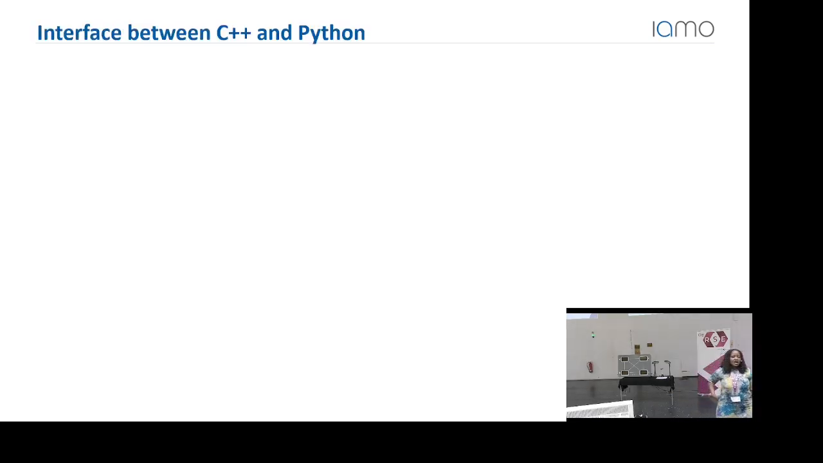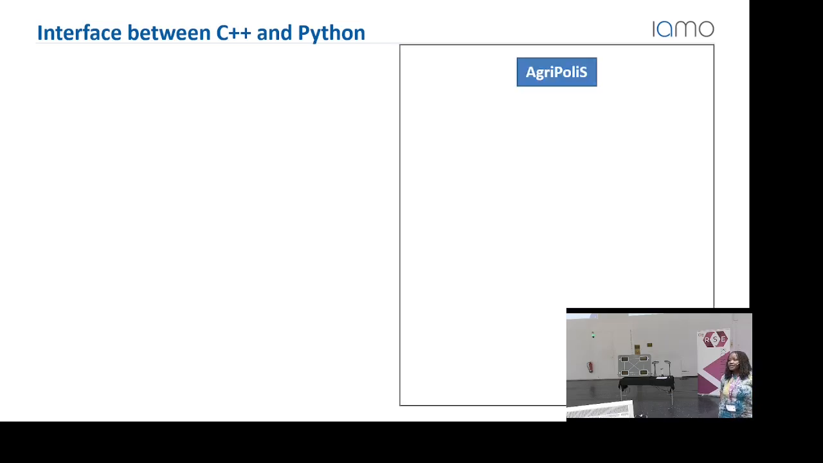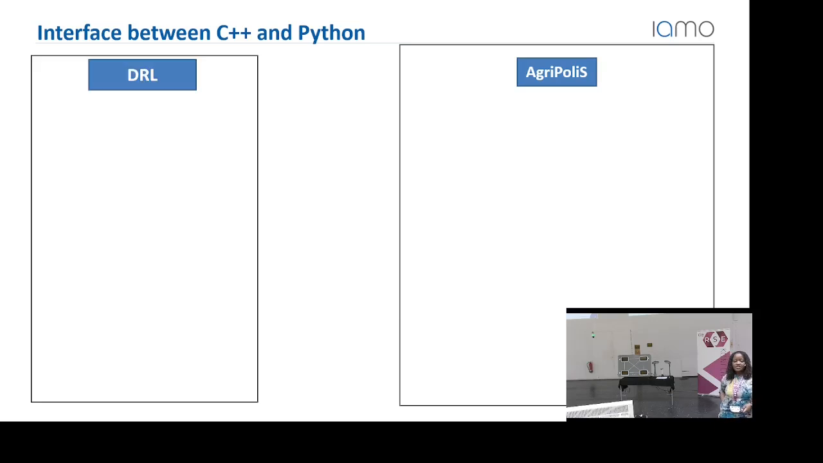Now, to design the experiment, we had to set up 2 different simulation environments, because some farms are using AgriPoliS and one farm is using reinforcement learning, but also using the AgriPoliS environment. The idea was that there's a communication exchange between these 2 environments. AgriPoliS is hosted in C++, but we did the reinforcement learning in Python.